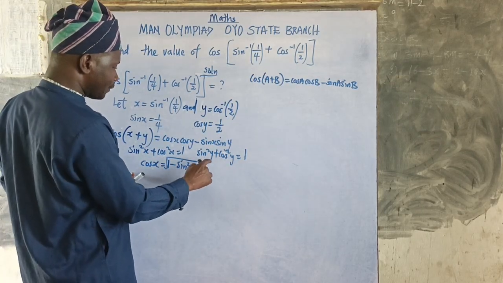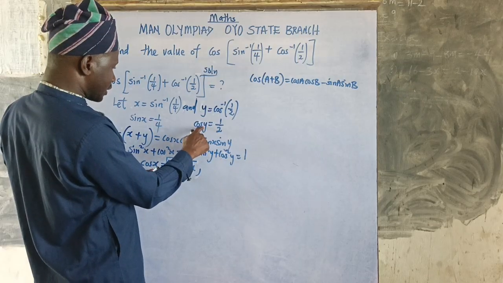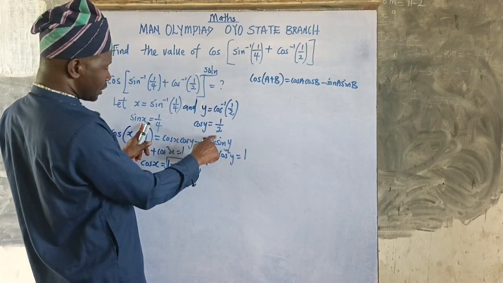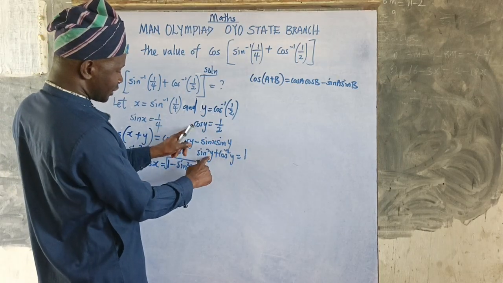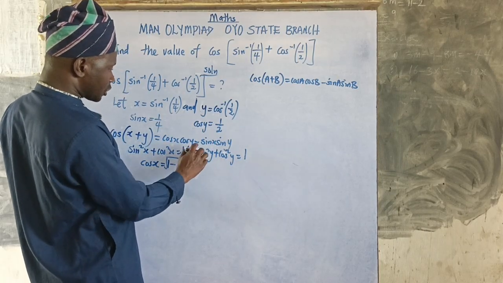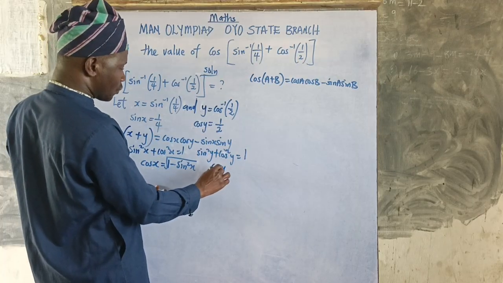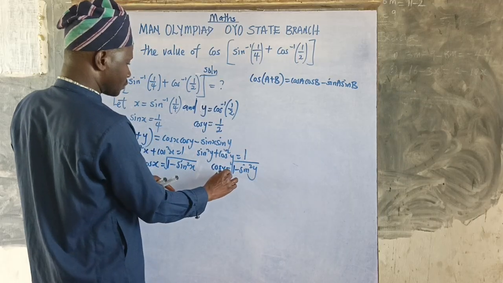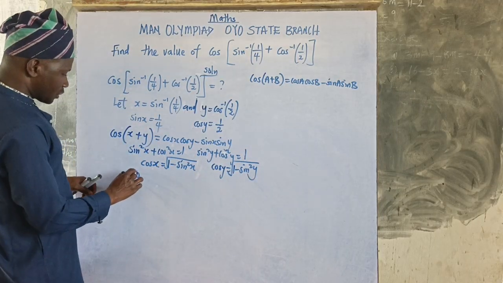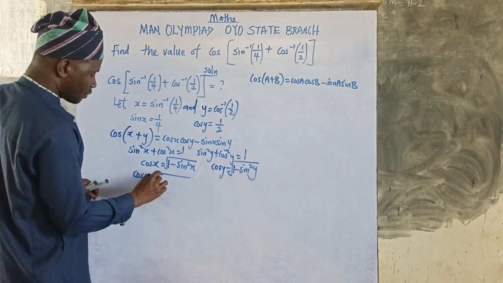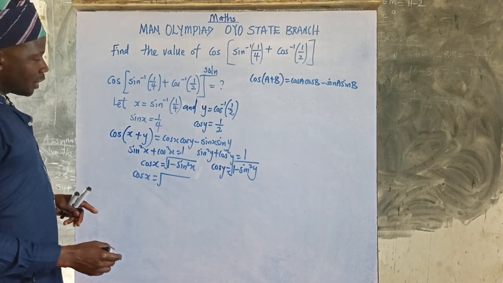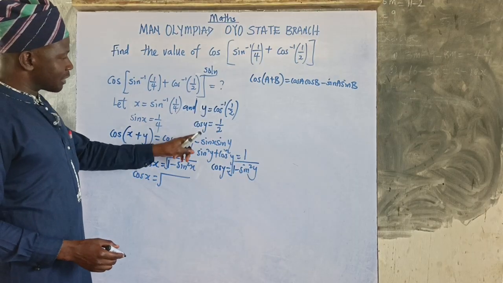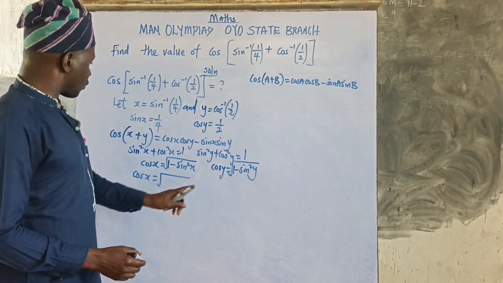Here we want to determine sine y, because cos y is given. So therefore, we are going to make sine y the subject of the formula here: sine y equals the square root of 1 minus cos square y. Now we substitute. So we are using one stone to kill two birds now. We want to determine cos x, and at the same time we want to determine sine y.